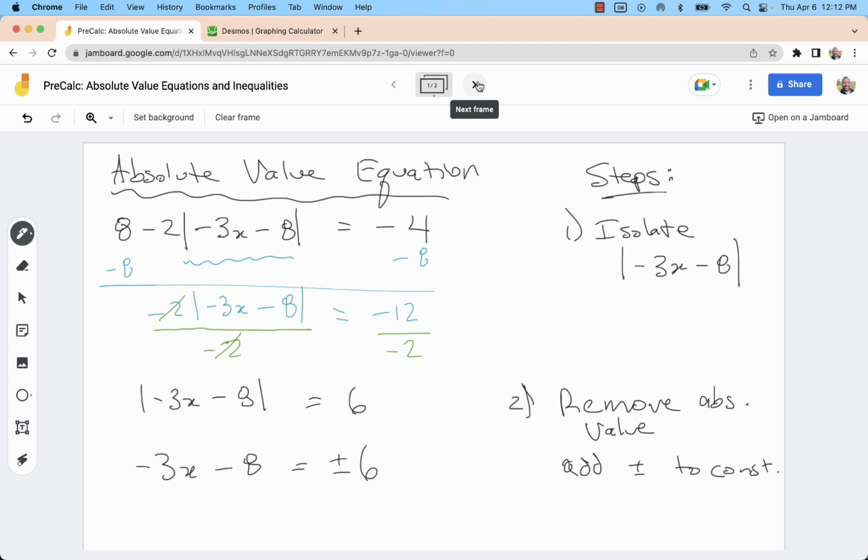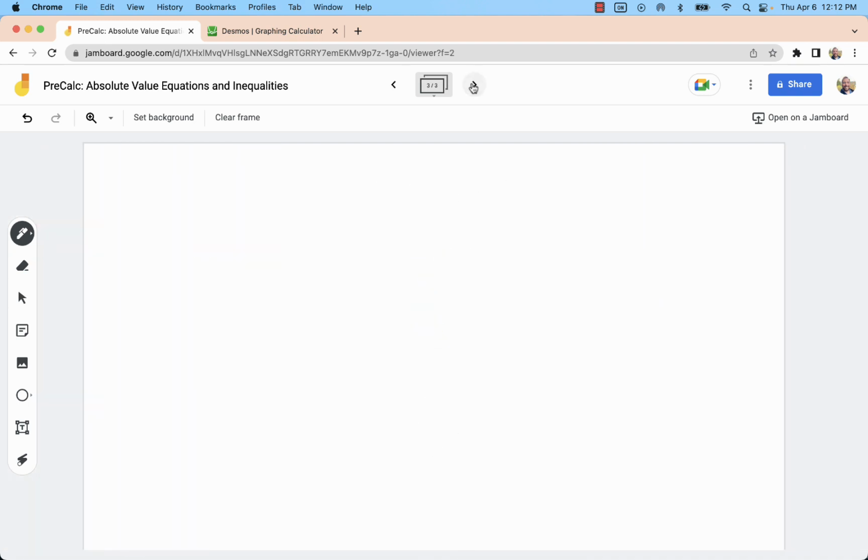Next, what I want to do is look at that same basic idea, but what if it was a greater than sign, or what if it was a less than sign? Okay, so I'm starting at the beginning with that.